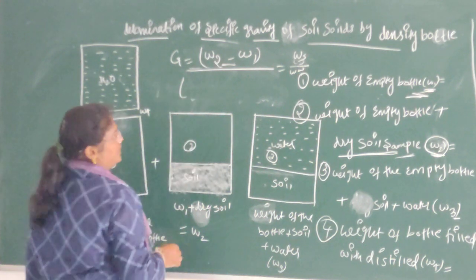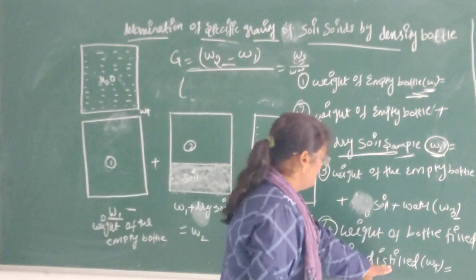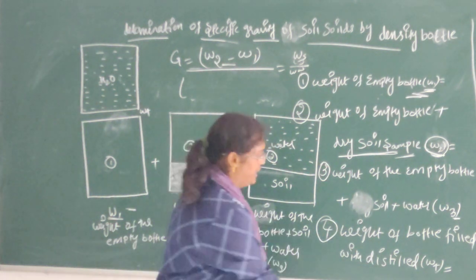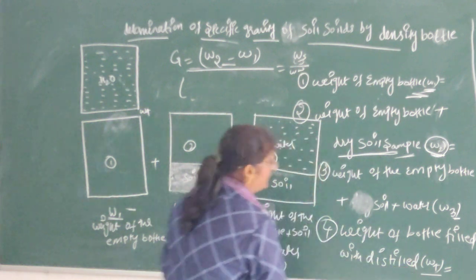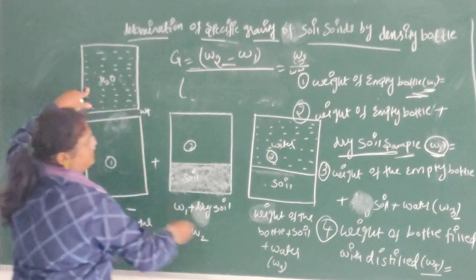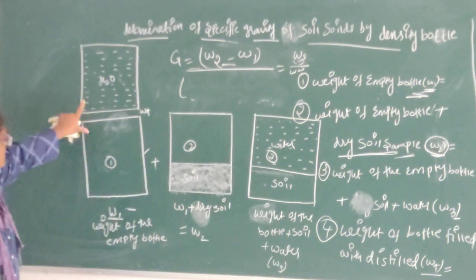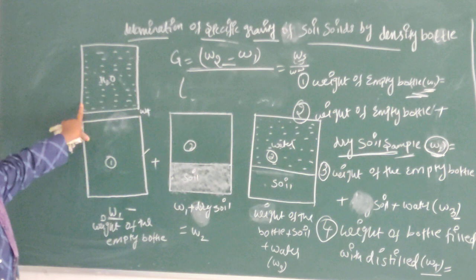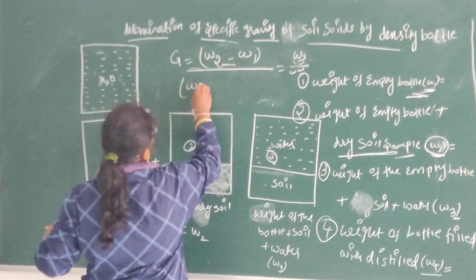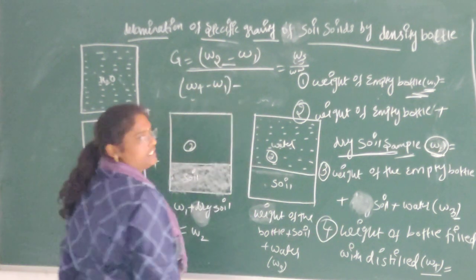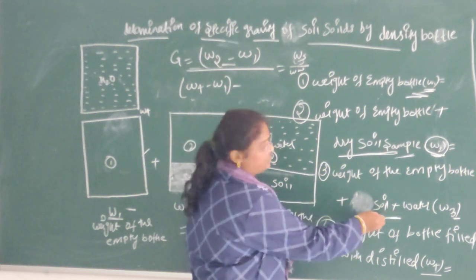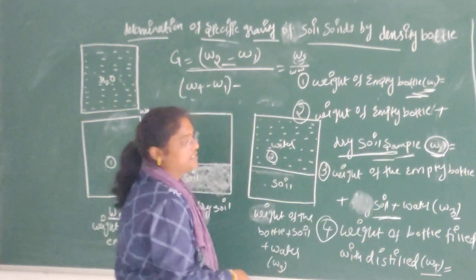Next we are going with the water. See here, this is only the weight of the water. Here the bottle is completely filled with water, and here is W1. These both are not filled with soil, only here it is water and here it is empty. This minus this, W4 minus W1. Again, where is the water coming? W3 is soil plus water. So to get the weight of the water, this minus this will give you that.